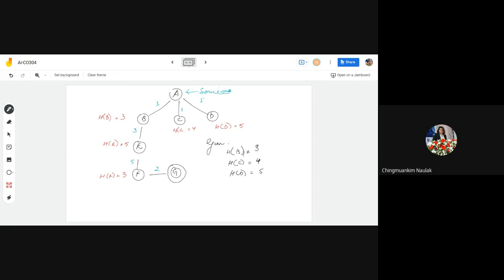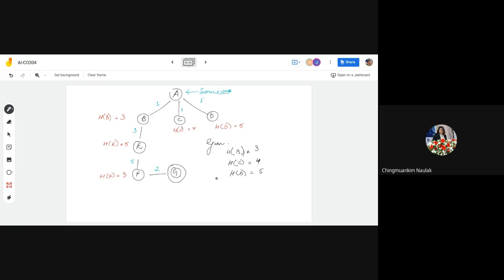Heuristic value means the cost of reaching the goal node from the current node. For the current node here, we are at B, so the cost of reaching the goal node from this B is 3. That's given to you, okay? And the heuristic value of C is 4 and heuristic value of D is 5.